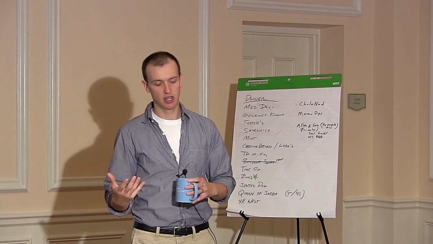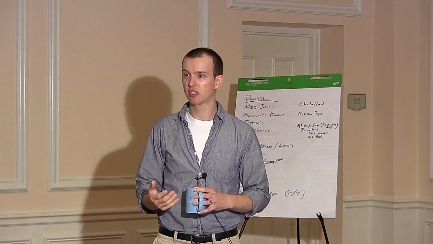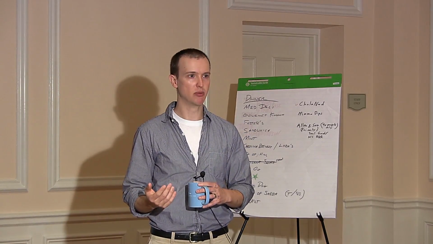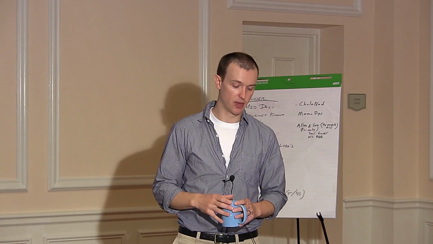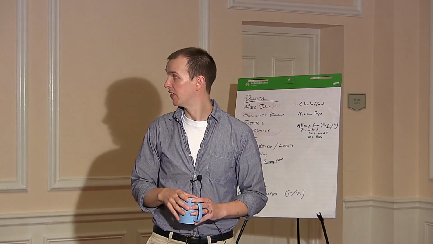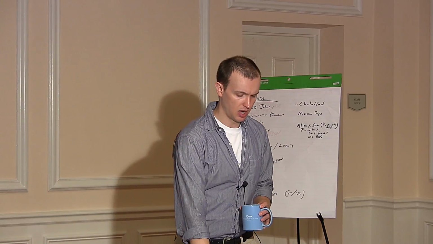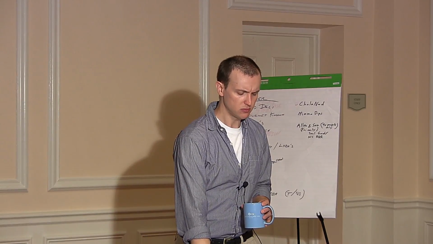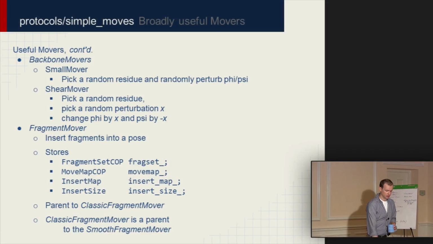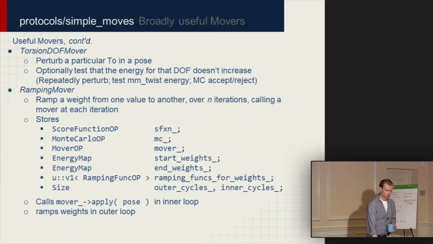And then there's a couple of variations on this cost. One of them, I think the only one that's implemented, is the Gunn cost. And you can find implementations of that, I think, in core fragment. Okay, so let's continue. There's a torsion DOF mover. So this one's kind of fun.